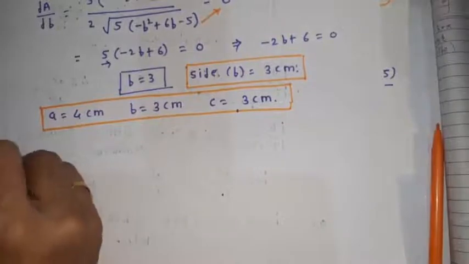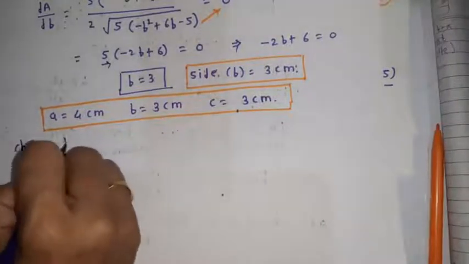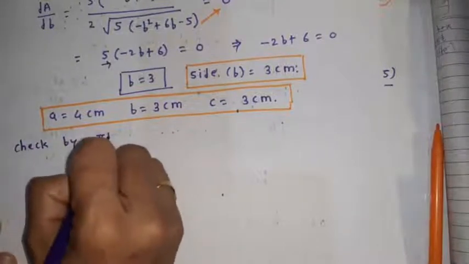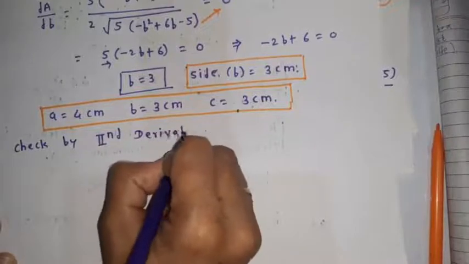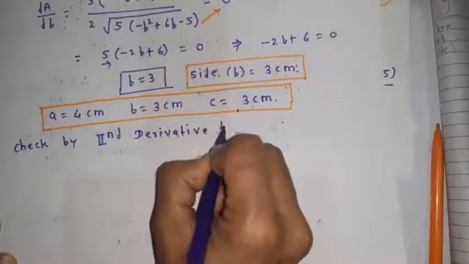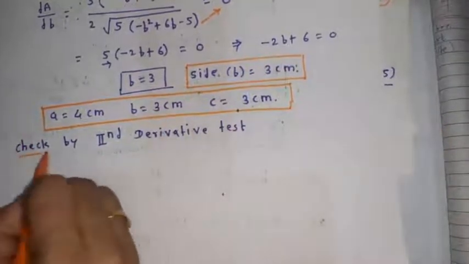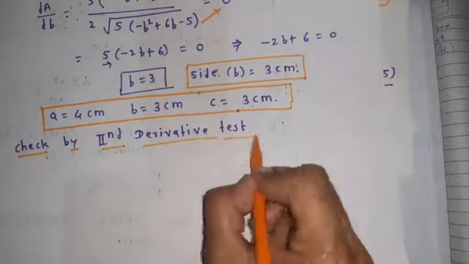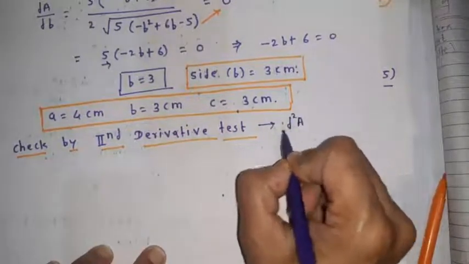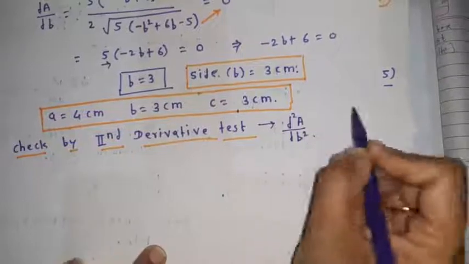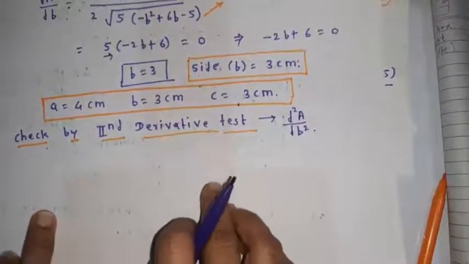Now check by the second derivative test, that is d square A by dB square. Check by the second derivative test, that is d square A by dB square, and put in the value and find whether the area is maximum or not.